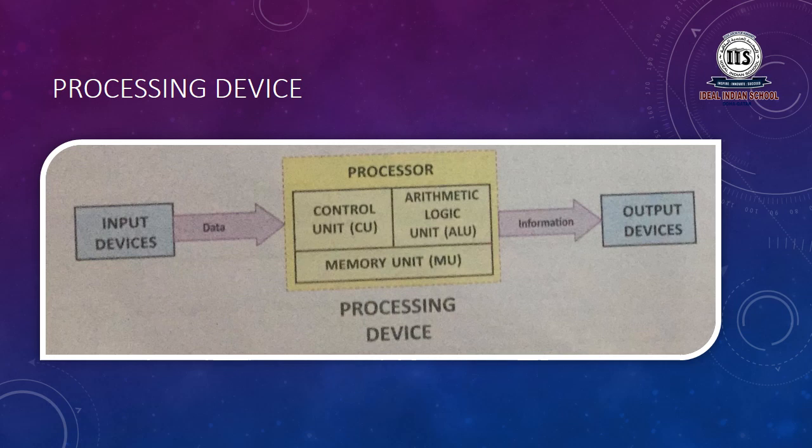Okay, so now you can see the picture. First, input devices and the data. It is given to the processor. The processor has three components: control unit, arithmetic logic unit, memory unit, and then the processor processes the data according to the instruction given by the user, and then it is transformed into information and is given through output devices. Okay, now let's watch a video.